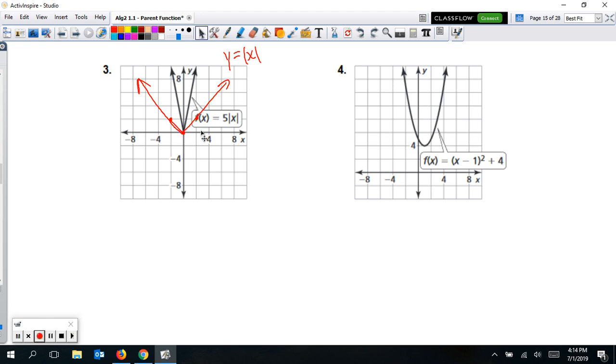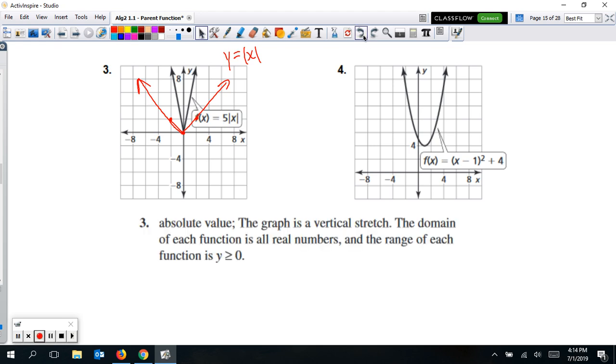Now what else might be a little bit different here? Well, you notice the 5 in front of this. That's going to change something there. So what's it going to do? It's going to stretch it. It's more than 1. So that number is a stretching number because of it being more than 1.